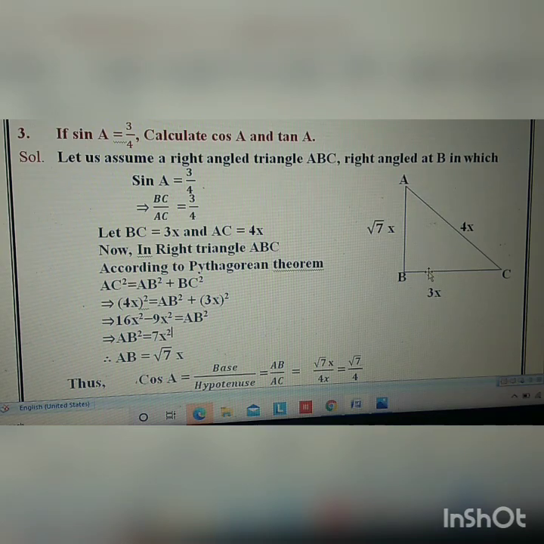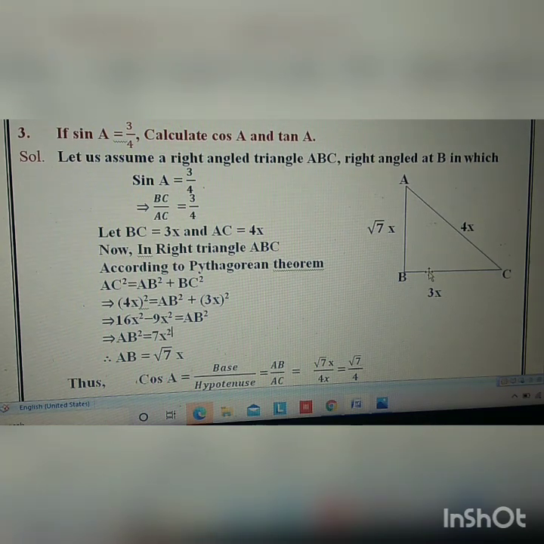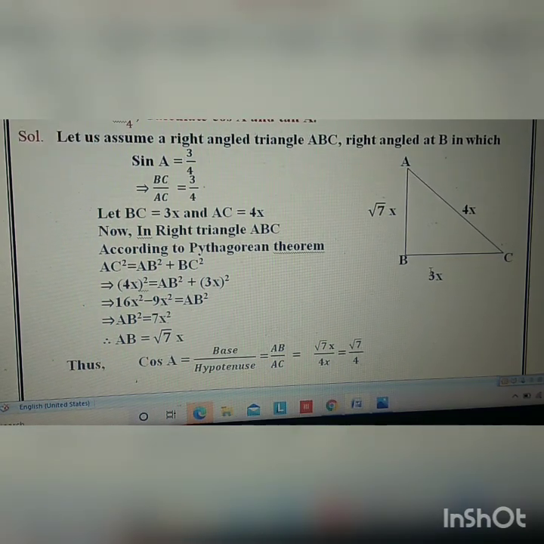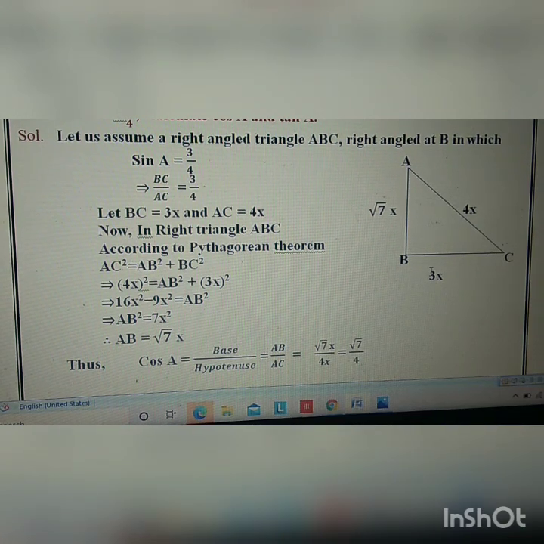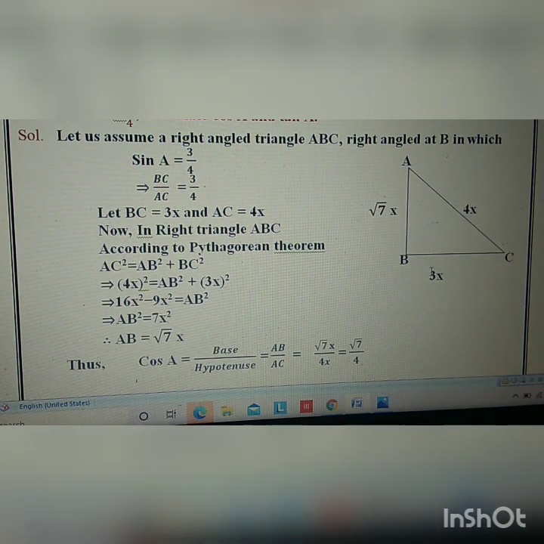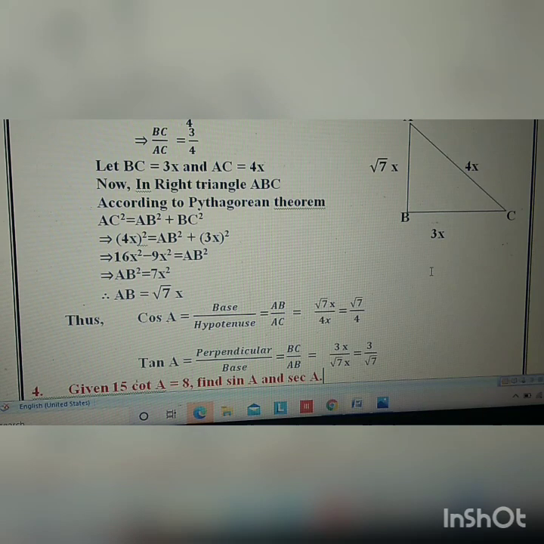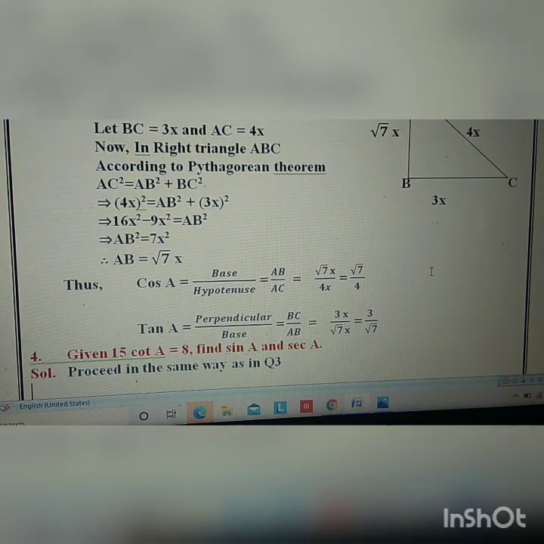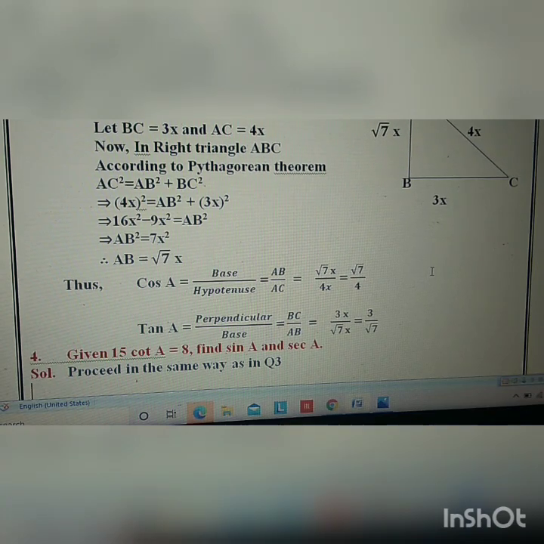Again, by using the formula for cos, that is base upon hypotenuse, for angle A the base is AB, that is the side adjoining angle A and angle B, which is 90, upon hypotenuse, which is AC. So it is under root 7x upon 4x. So this ratio comes out to be under root 7 upon 4. In the same way, we can find the value of tan A. So tan A comes out to be perpendicular upon base, that is BC upon AB.